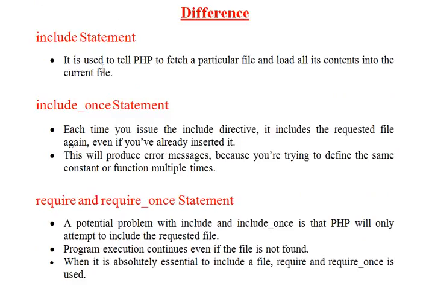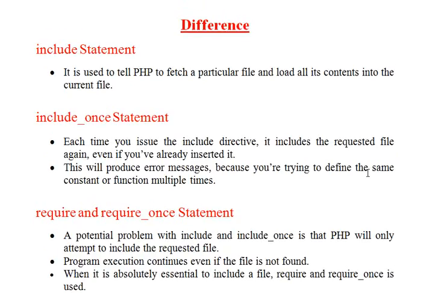Include includes the files, and if we call it multiple times, then it will include multiple times. The drawback of this is reduced by include once, which includes files only once, and then require and require once, which include the file and continue the program execution only if the file is included. So this is the difference between include, include once, require and require once.